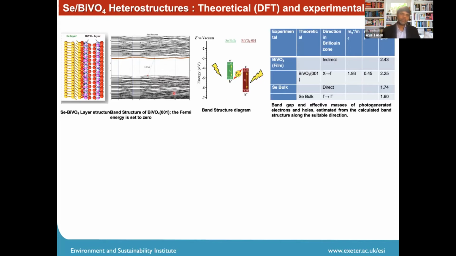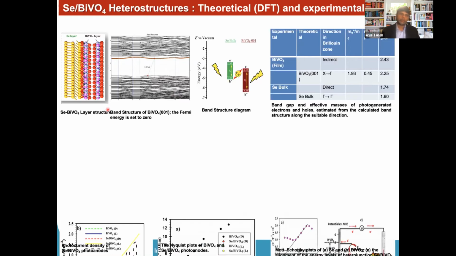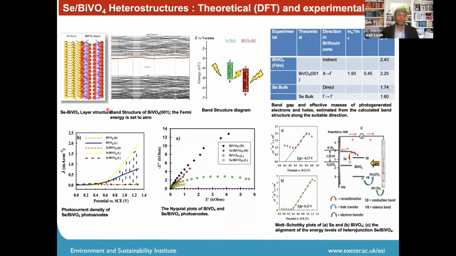efficiency. So using these computational simulations, we have made these materials practically, as well as looked at the different options: if the selenium is deposited onto the substrate first, and then bismuth vanadate on top of that, or we have the bismuth vanadate deposited onto the substrate and selenium on top of it, or we have the co-deposition of both instead of having layers.